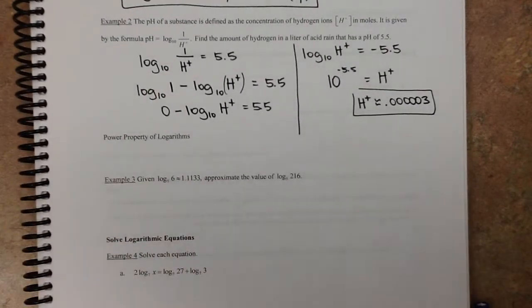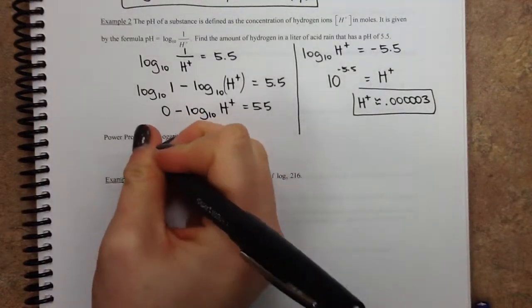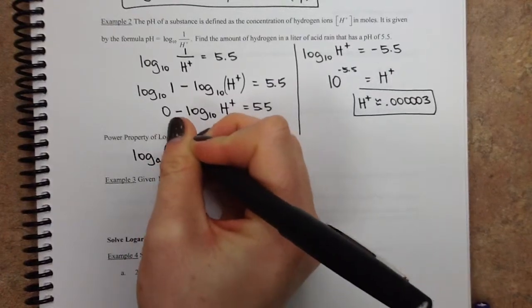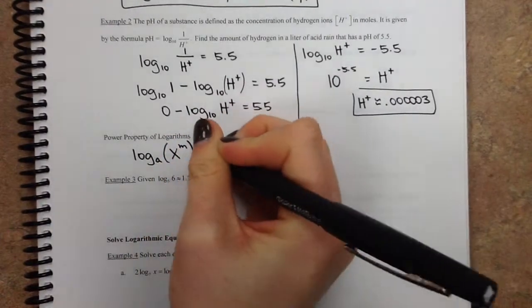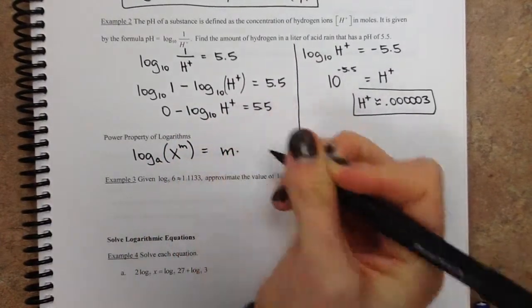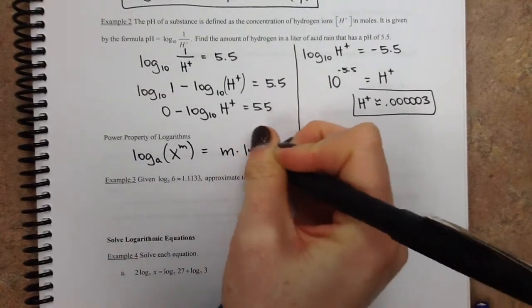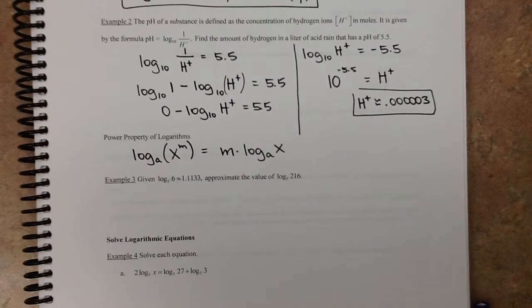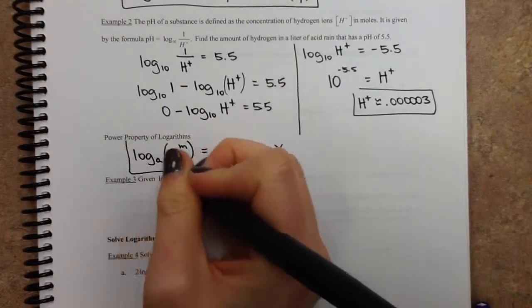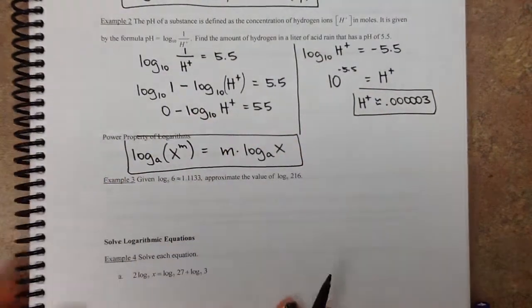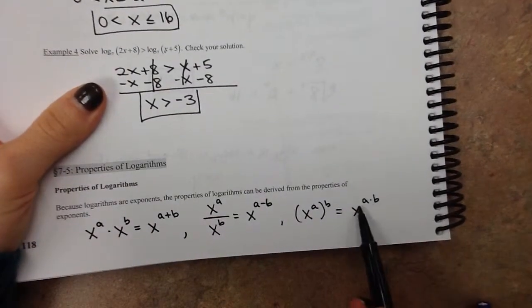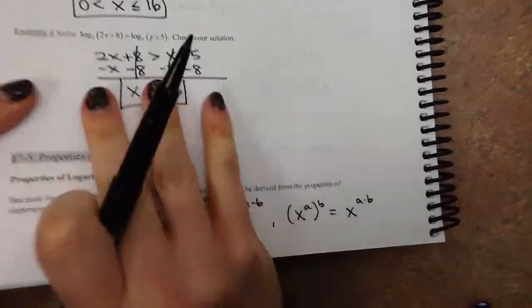All right, and last one, the power property of logarithms. This one tells me if I have log base a, and on the inside I have x raised to the power of m, I can just move that power of m out front and treat it almost like a coefficient. And that connects very closely to the last and final property of exponents that we wrote down, the one that tells us if I have a power raised to a power, then I can just multiply the two of those powers together.